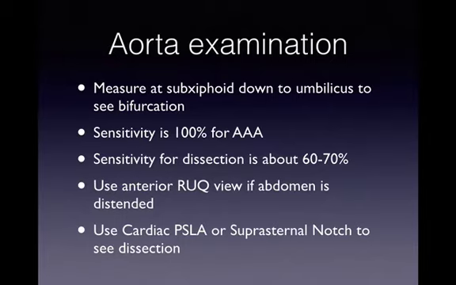The sensitivity for AAA is about 100% on ultrasound exam. The sensitivity for dissection is lower, 60 to 70%. We're going to use the anterior right upper quadrant view if the abdomen is too distended. We can also use the cardiac parasternal long axis or suprasternal notch view to see dissection in the arch of the aorta.